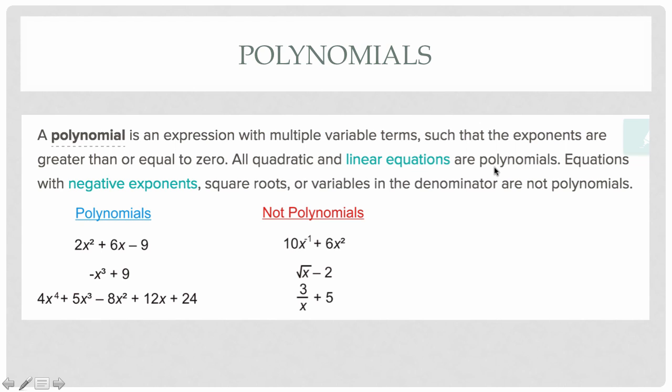So we're kind of getting bigger and bigger. We did linear, we did quadratic, now we're doing all polynomials. Equations with negative exponents, square roots or variables in the denominator are not polynomials. And so here are some examples for you guys.